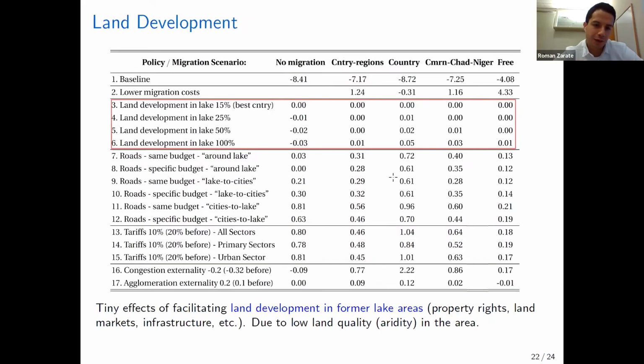Now we simulate our policies. I'm just going to talk about the land policies here. So we adjust the productivity shock by the population. So we ask what happens if 100% of the population moves. And it turns out that the quality of the land in this location is very poor. So you can see that there are a lot of zeros here, which means that even if we increase property rights, the quality of the land is so poor that we cannot mitigate the negative effects of the lake.